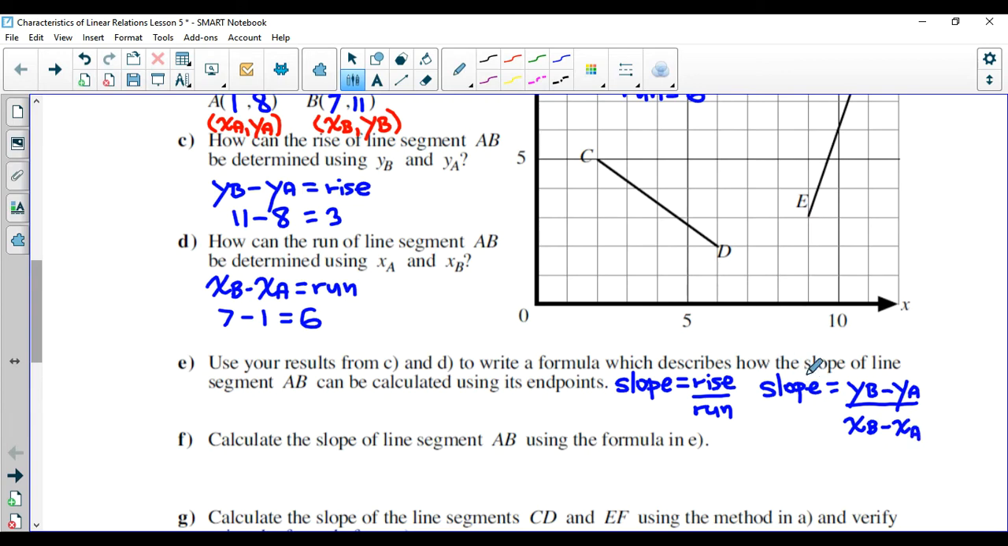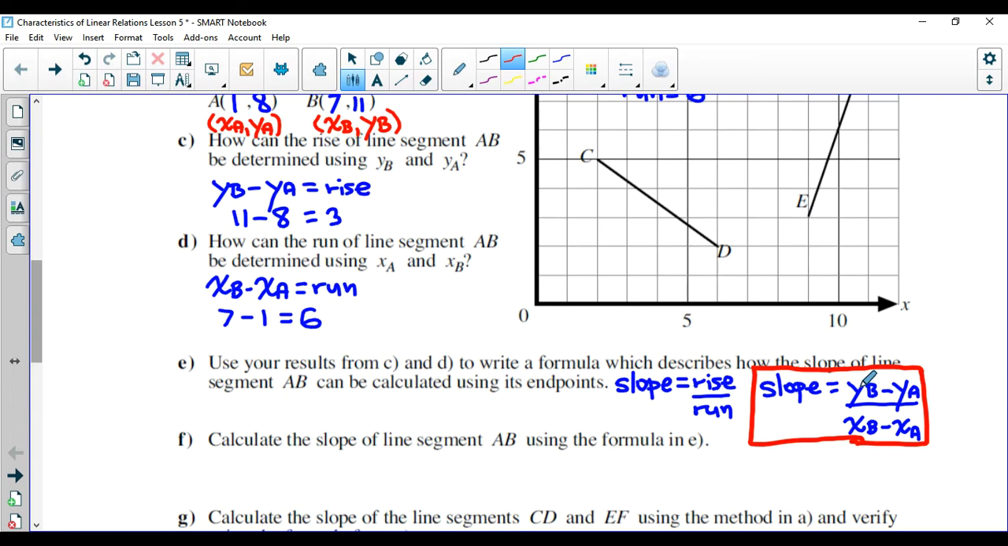So the power of this equation, so I'll highlight this one, is that we could actually calculate the slope of a line segment without even looking at the graph. If we just had the coordinates of 2 points in the line segment, we could plug them into this equation to determine what the slope of the line segment is going to be.